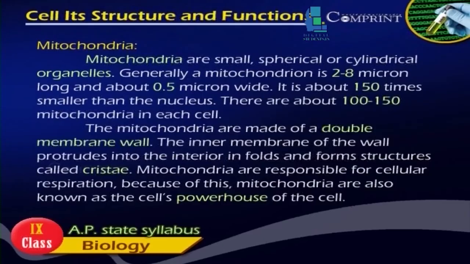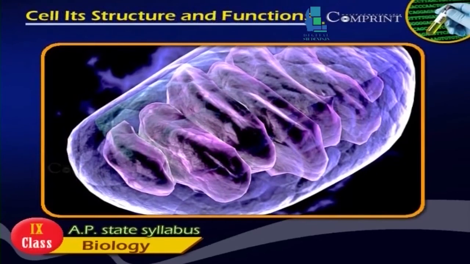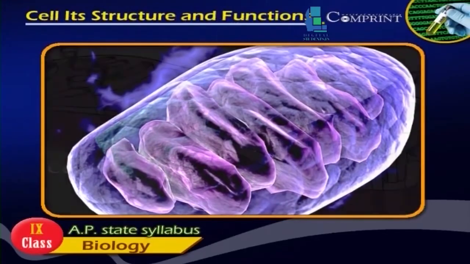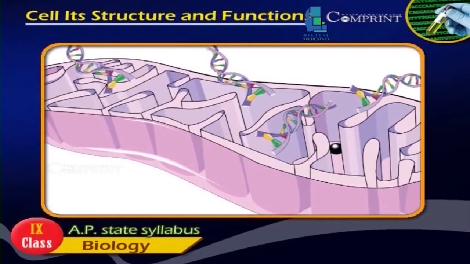Mitochondria. Mitochondria are small, spherical or cylindrical organelles. Generally, a mitochondrion is 2 to 8 microns long and about 0.5 micron wide. It is about 150 times smaller than the nucleus. There are about 100 to 150 mitochondria in each cell.